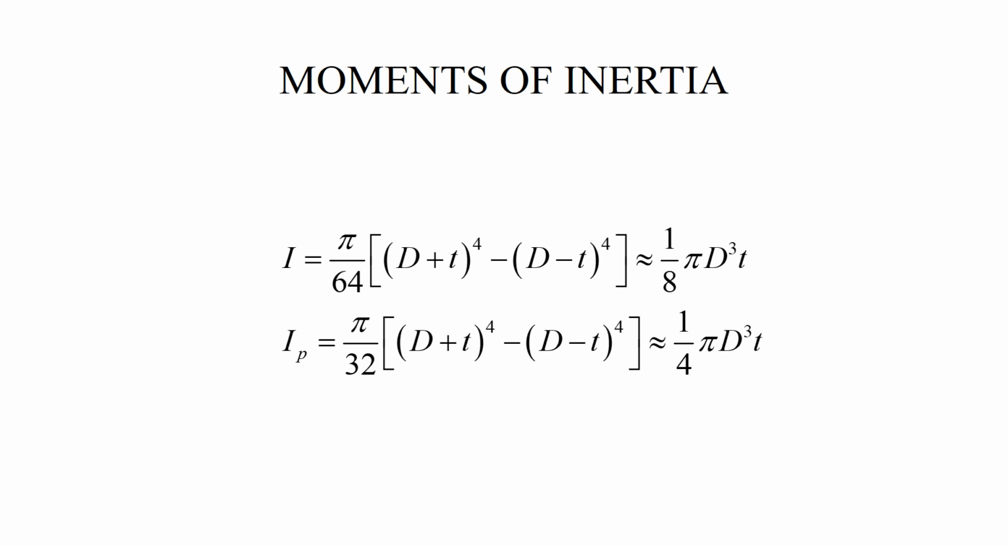Finally, we just calculate the moments of inertia. These are exact results, and these are approximate results based on the assumption that D is much larger than T. The way I obtain these approximations, I expand both terms, and then I neglect the terms that are t squared, t cubed, and t to the 4. I only keep the term that is linear in T.